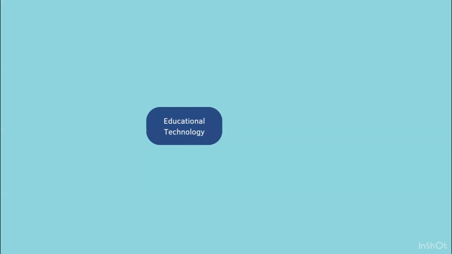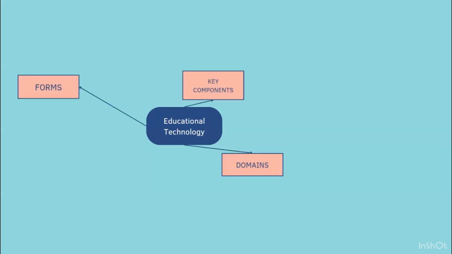And now I have here a graphic organizer of educational technology. We have the key components, forms, and the domains. First, let's talk about the key components of educational technology. We have here the five components.